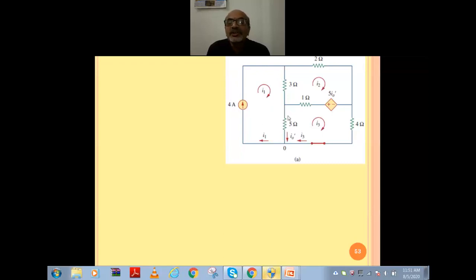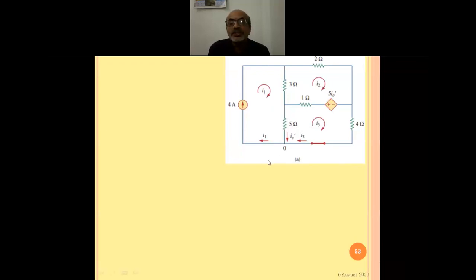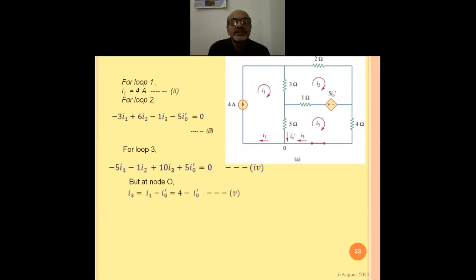To begin with, we turn off the 20 volt source, and when we have to turn off a voltage source, we have to short circuit it. We have to make the voltage of that source 0, and therefore we will make a short circuit. That has to be remembered very well. Now, as we have only one source acting, the dependent source will be kept as it is, so we will not make any change.